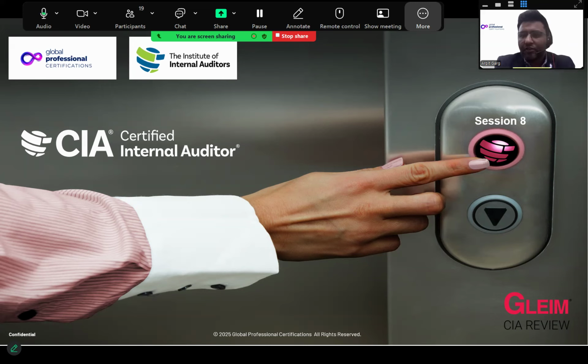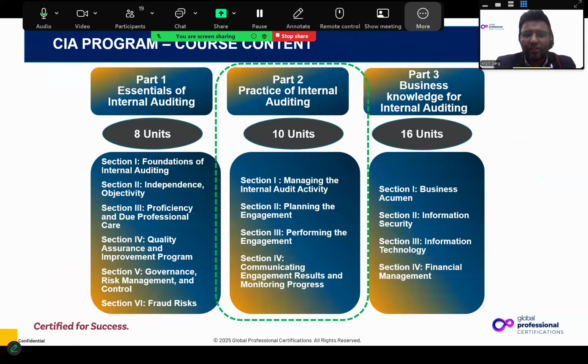This is session 8 of the CIA Part 2 session series, and we are now moving to Unit 4, which is on risk-based internal audit plan. So, let's quickly look at what we have studied so far.